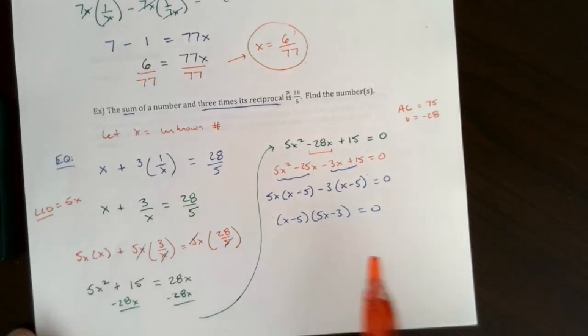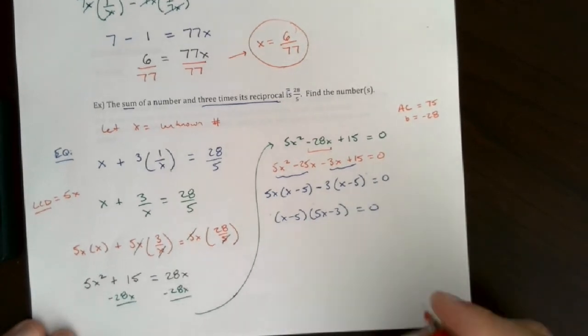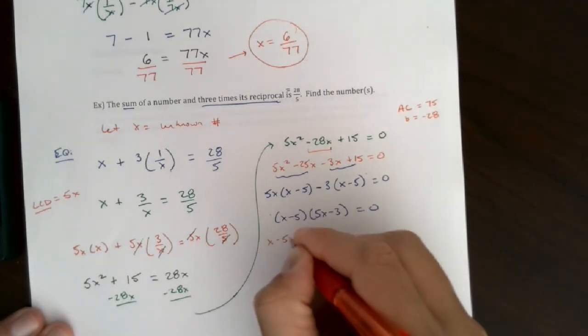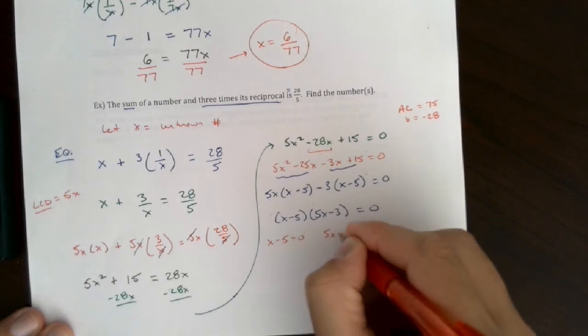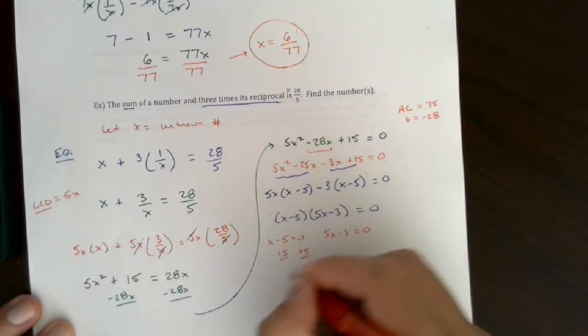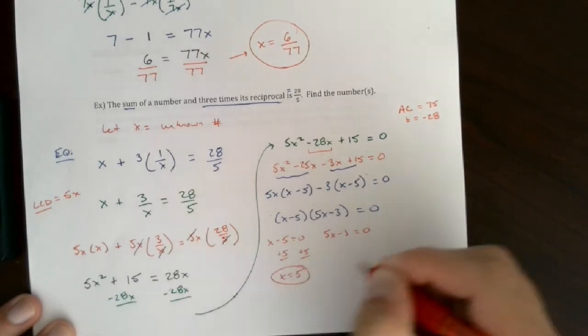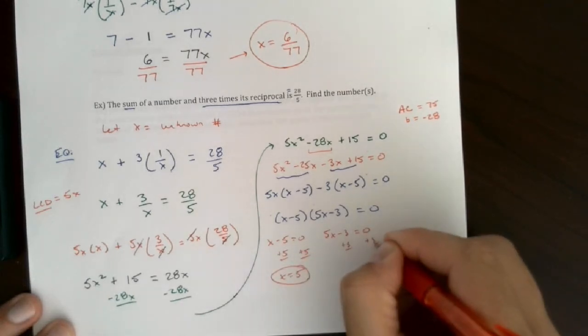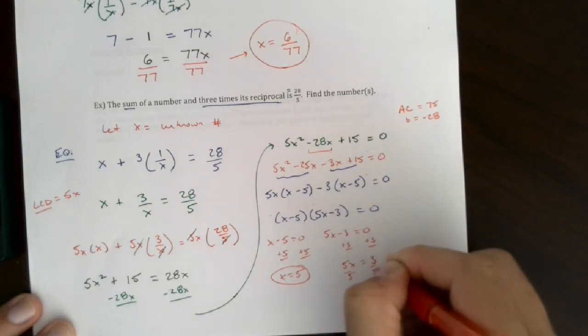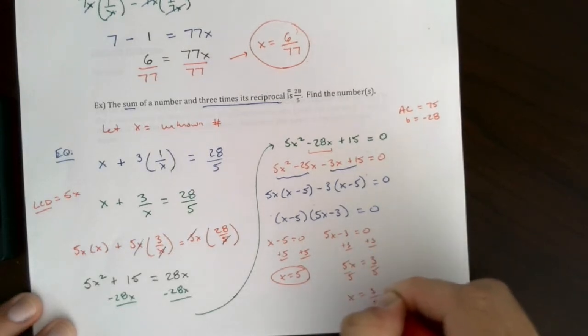Now don't stop here. Once you've factored it, remember you still want to solve. When you solve this, you want to set each of them equal to 0. So I set x minus 5 equal to 0. I set 5x minus 3 equal to 0. Here I'm going to add 5 to each side, so I get x equals 5. Here I add 3 and add 3, so I get 5x equals 3, and then divide by 5 and divide by 5, I get x equals 3/5.